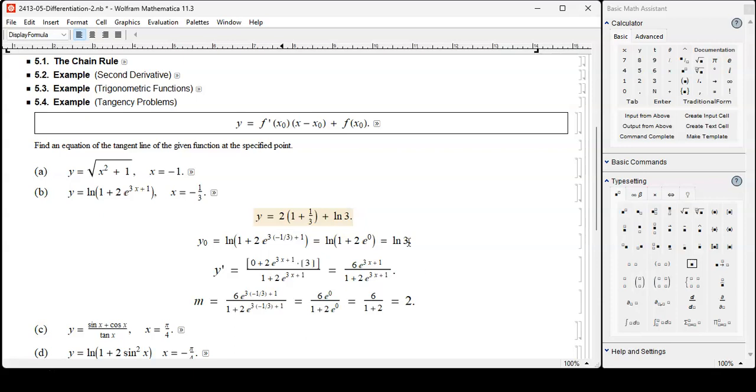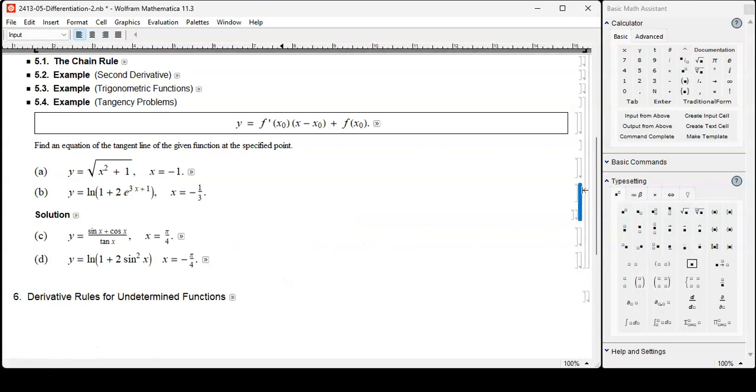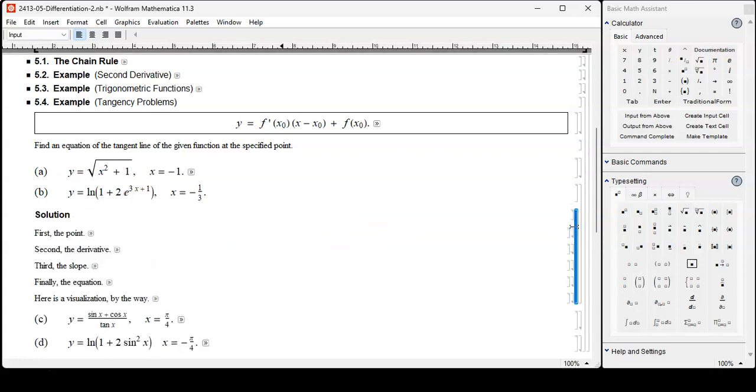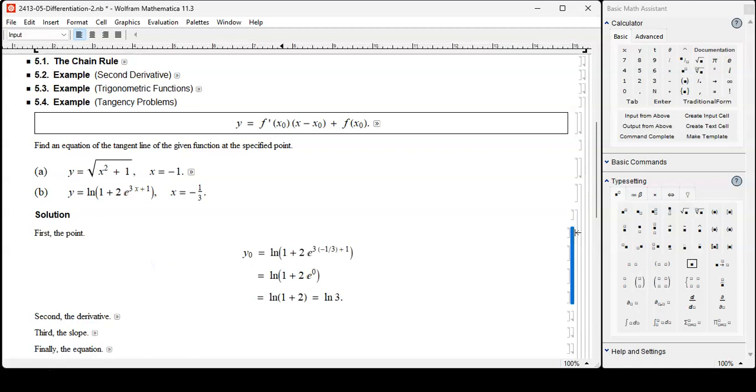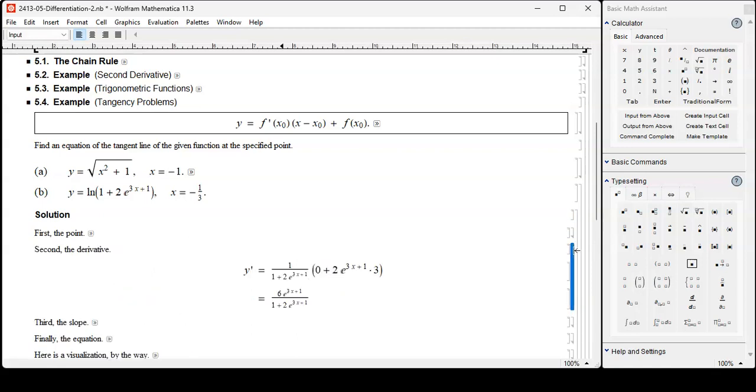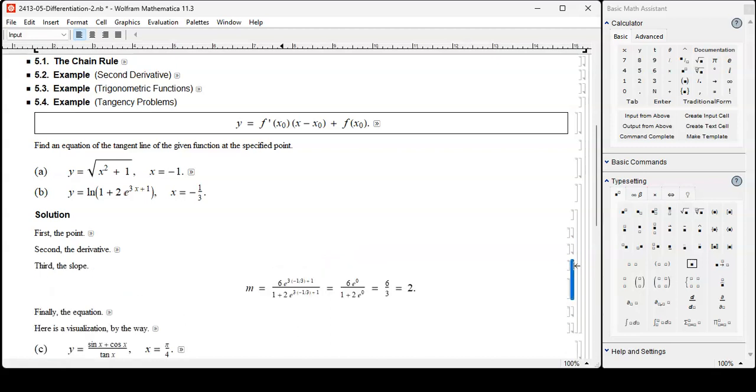So plug in, you get y0. Derivative computation, and then plug in, you get the slope. So you have 2 plug-ins. Direct plug-in, y0. Derivative, and then plug in, you get the slope. You need those 2. Slope here, and y0 here. Here's my answer key. Point, derivative, slope.